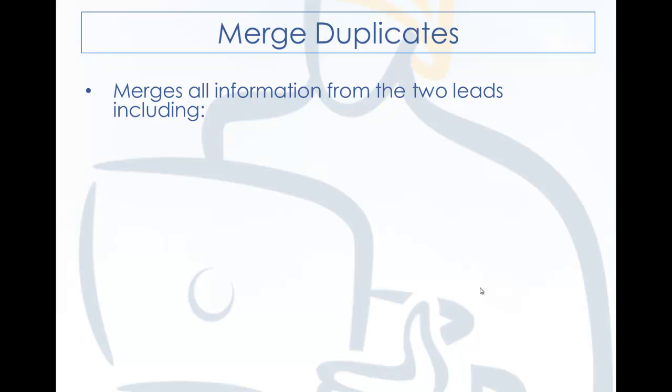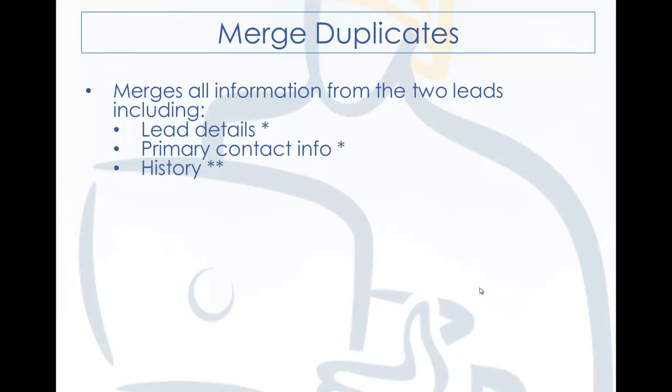Then the second major part of this utility allows you to merge the duplicates together. Now, the merge portion of the utility allows you to merge together all the details for the lead, and I'll explain the asterisk in a second here. It allows you to merge together the primary contact information, name, phone, email, everything on a contact. It allows you to merge together all the history, and you'll notice this has a double asterisk next to it, and I'll explain what that means in a second.